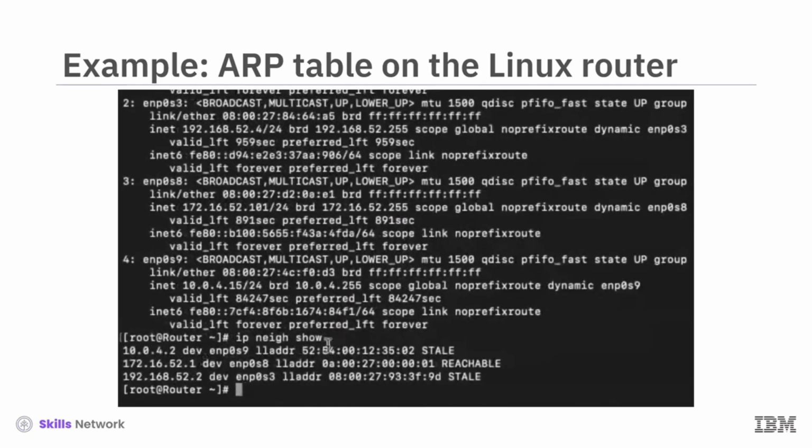The IP address 172.16.52.1 is connected to ENP0S8 and has the logical or MAC address shown here. Notice that ENP0S8 is within the broadcast domain or local network, and that 172.16.52.101 is the decider range.